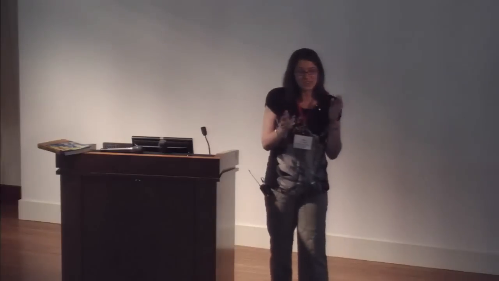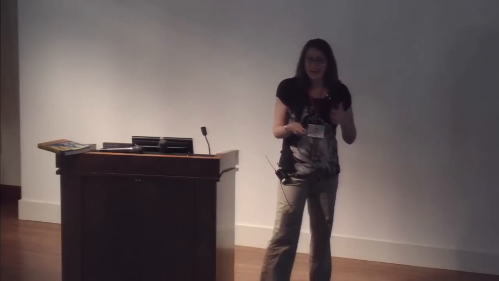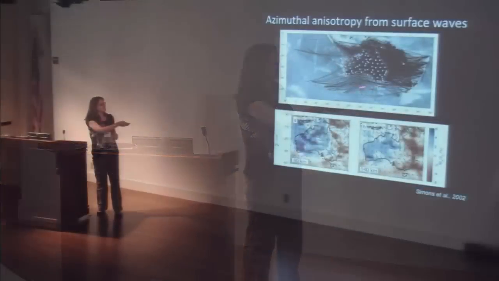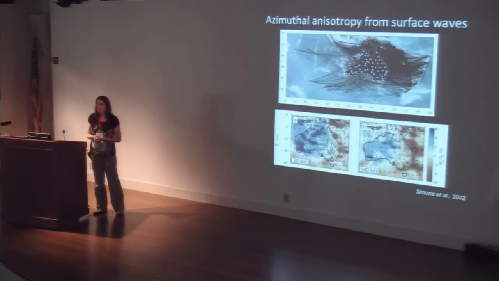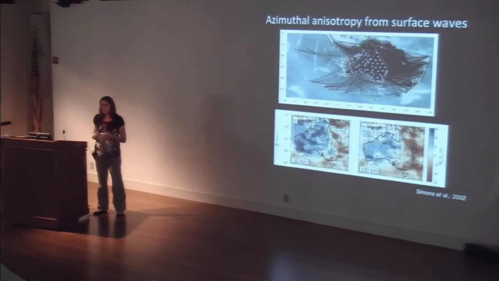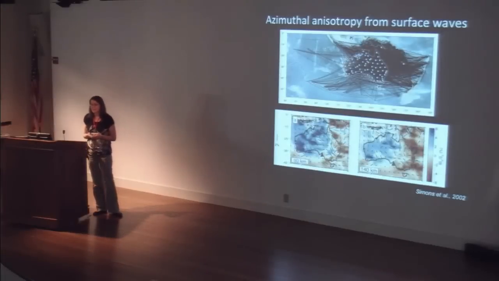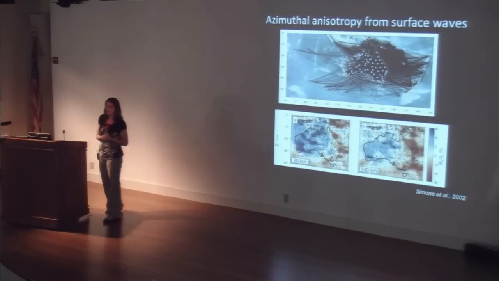As with the isotropic part of the model, you have to deal with the fact that your rays are all sampling some regions that are outside of your model, and as with any tomographic inversion, that's definitely something to think about. And so knowing what the contamination is from the oceanic part is certainly important.